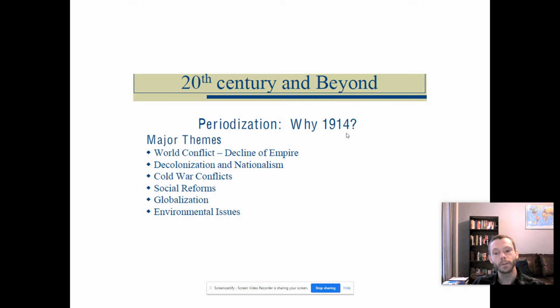We could look at the conflicts between the Russians and the Japanese in 1904. We can look at the conflicts that were existing between the Ottomans and the Greeks. There's many different ways you can look at it. But some major themes to consider: the decline of empires is really big in the 20th century. Decolonization, which is going to be Unit 8, the Cold War and decolonization, is big in this time. Social reforms, globalization, and environmental issues.